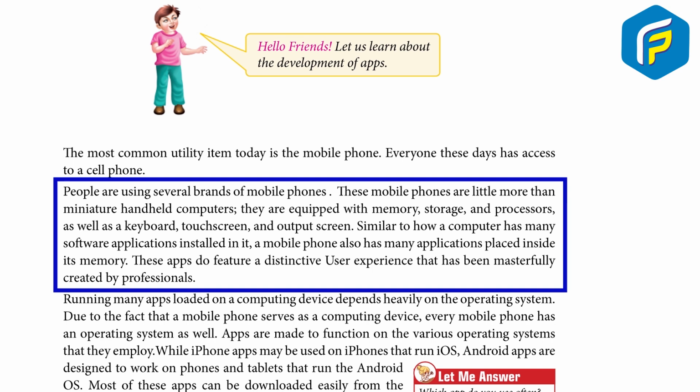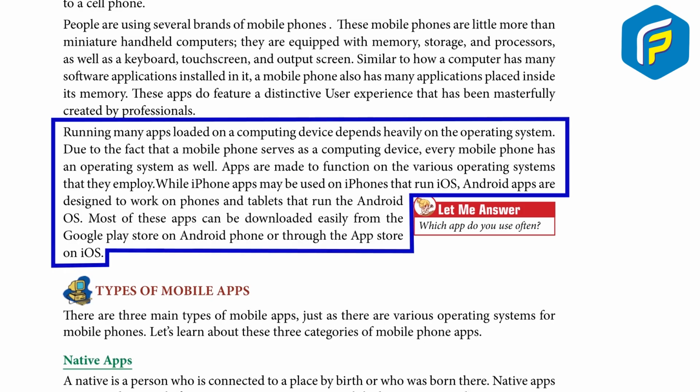Similarly to how a computer has many software applications installed in it, a mobile phone also has many applications placed inside its memory. These apps feature a distinctive user experience that has been masterfully created by professionals. Running many apps loaded on a computing device depends heavily on the operating system. Since a mobile phone serves as a computing device, every mobile phone has an operating system as well.